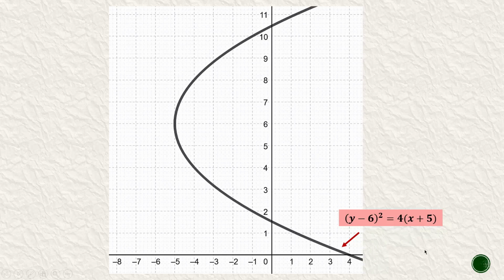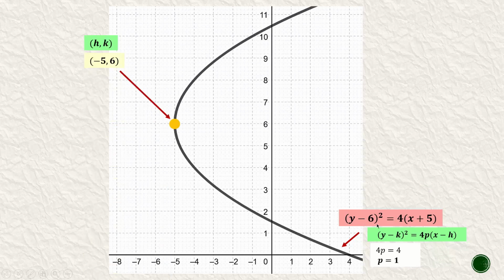So let's solve for p first. This is the general equation for that. So 4p equals 4, p equals positive 1. Now let's locate where the vertex is first. It's at (-5, 6). We can clearly see that from our equation.